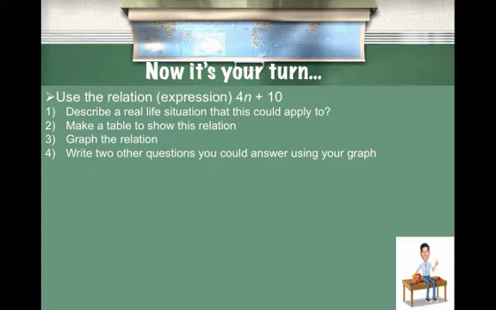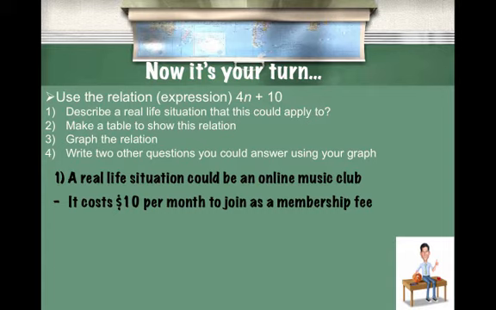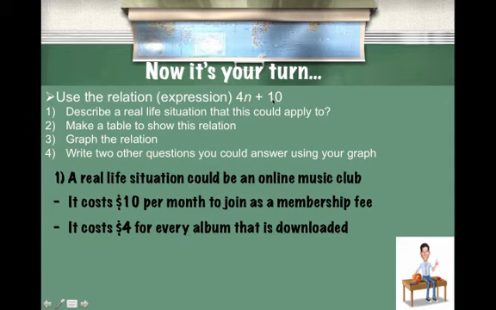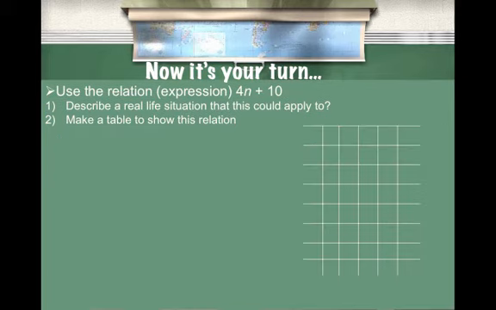So when we focus on question number 1, a real-life situation could be an online music club. So for example, it could cost $10 per month to join as a membership fee. So that $10 within that month will never change. That's your constant. And then it could cost $4 for every album that is downloaded. Seems reasonable to me. So number 2 is that we would make a table to show this relation.